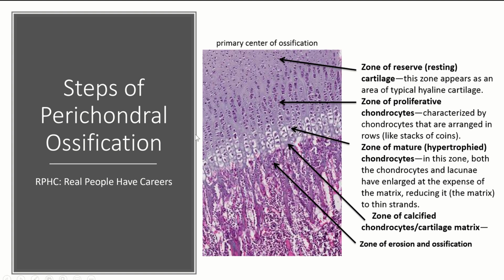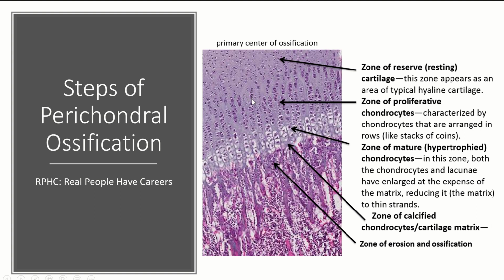If you see down here in our next layer, real people, that is going to be our zone of proliferation, our zone of proliferative chondrocytes. This is where they're starting to get serious about things. They're like, okay, we should probably get up, we should probably get ready. And so what they do is they start dividing and they proliferate, and they'll do that in these nice little neat stacked rows.